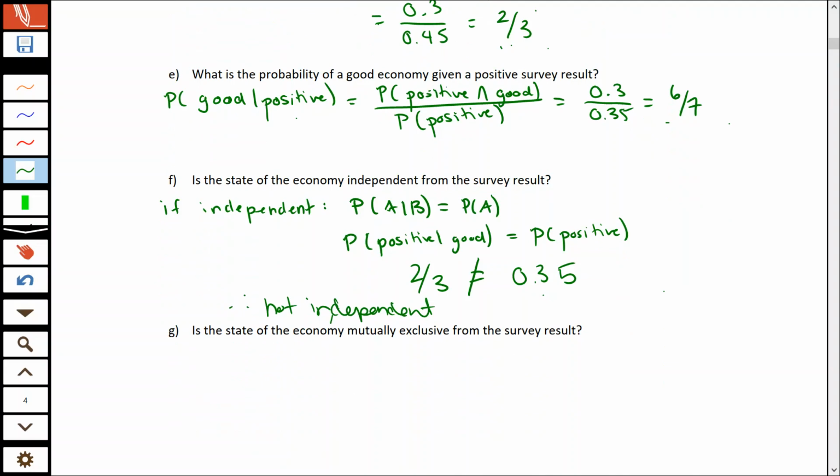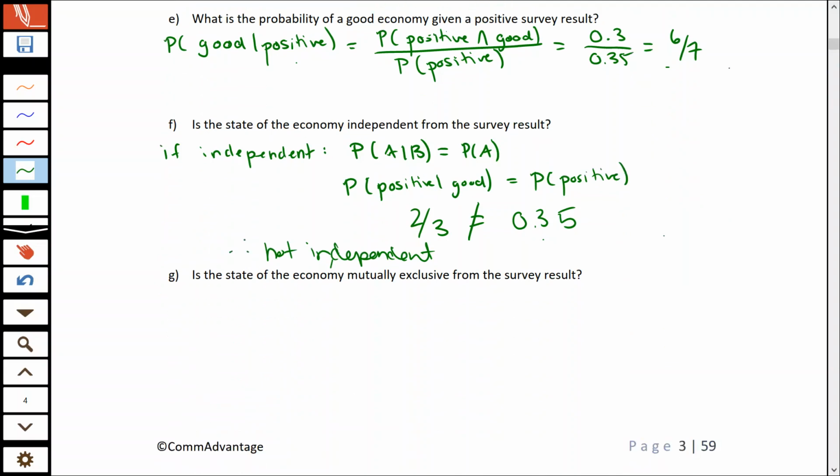So it asks us, is the state of the economy mutually exclusive from the survey result? So remember, mutually exclusive means that they can't happen at the same time. And of course, these are intersecting events. The state of the economy, whether it's good or bad, happens at the same time we either have positive or negative survey results, right? We have joint probabilities. And so that means that these are not mutually exclusive.